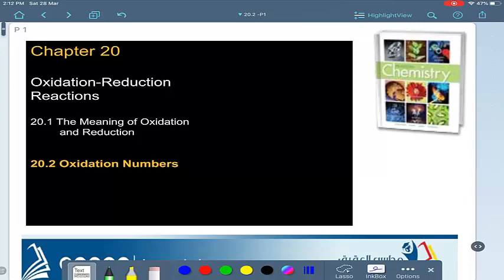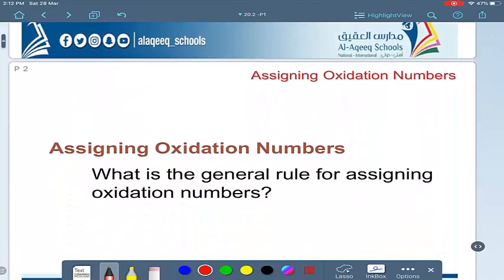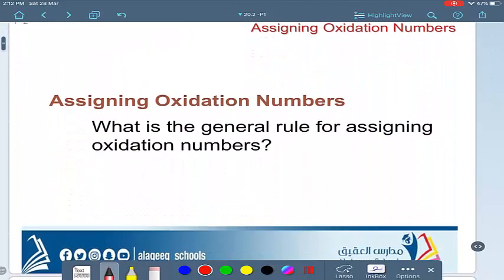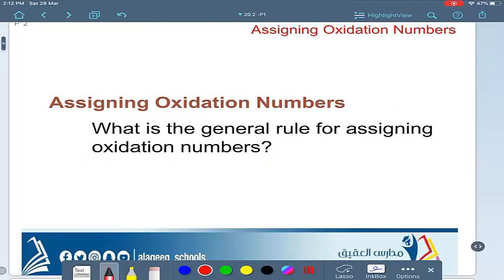Ahmed Suleiman. Today we are going to study the second lesson of our chapter, Oxidation Reduction Reactions, which is oxidation numbers. First, we need to understand what is meant by oxidation numbers and what is the general rule for assigning oxidation number.